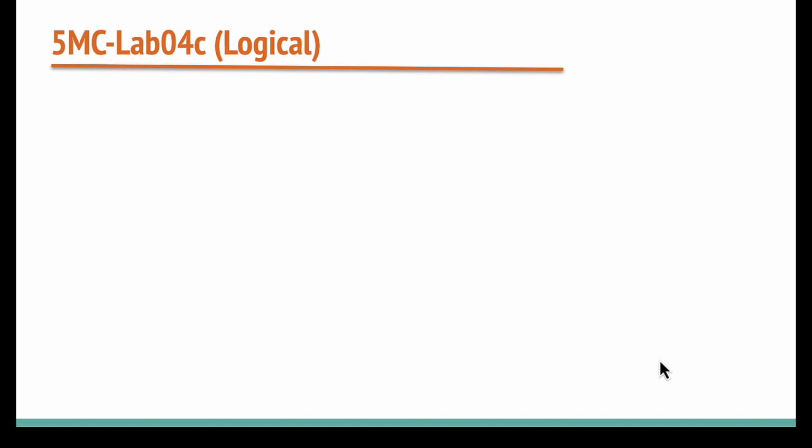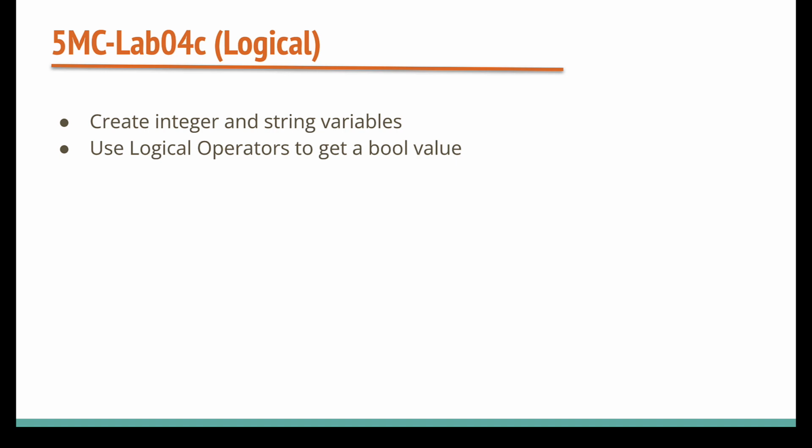This is going to be for our next lab, 5-minute code lab 04C, for our logical conditions. We're going to create integer and string variables. We're going to utilize the logical operators to get a Boolean value. And then we're going to utilize an f-string to display the output.